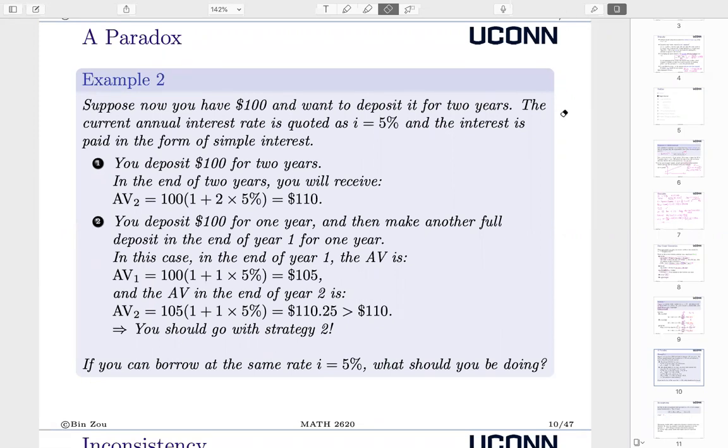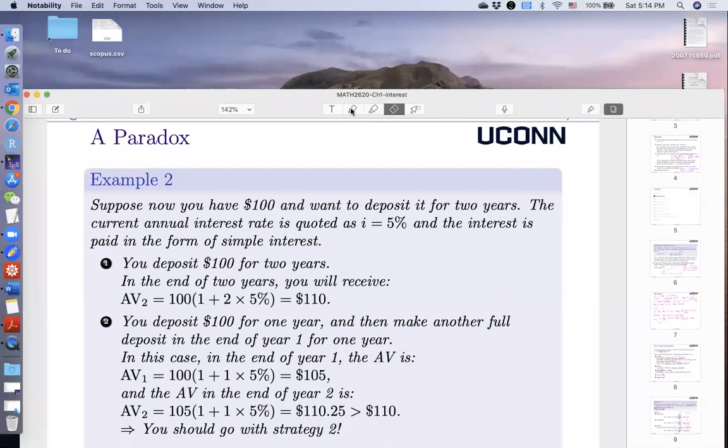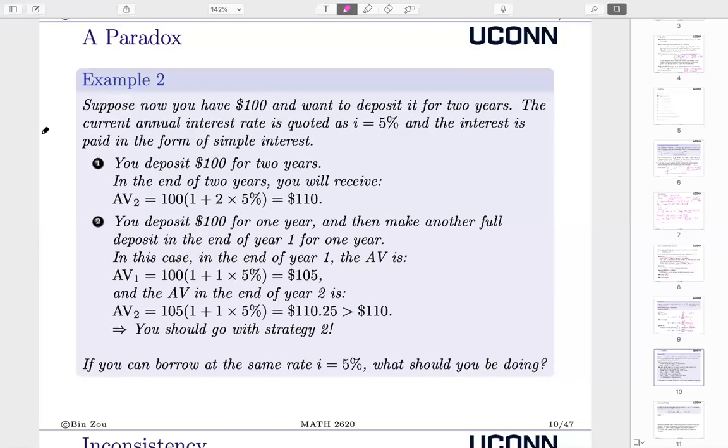The first example here, example 2, is not new. We already did something similar in example 1.2, right? So here, let's take a look again. Here, I give you two options. The first option is to deposit $100 for 2 years, and by the end, you will be getting $110. Let me get the pen. So in the end, you will be getting $110.